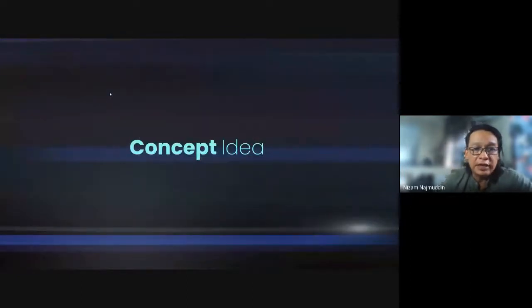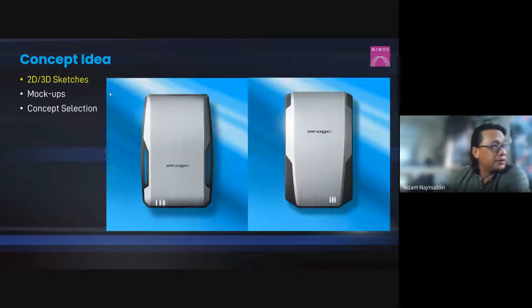Next, after the research, we will do our concept idea. Under concept idea, we will do 2D and 3D sketches. This is an example of 2D sketches. Usually for 2D sketches, we use either Alias or Photoshop. Like this one, I'm using Illustrator and Photoshop.